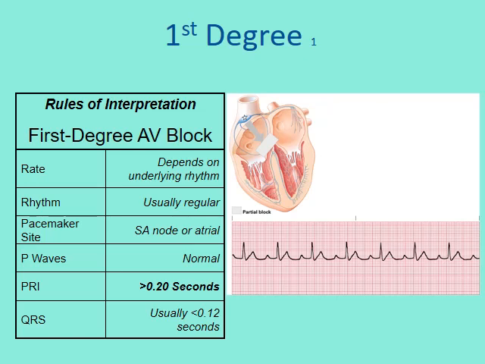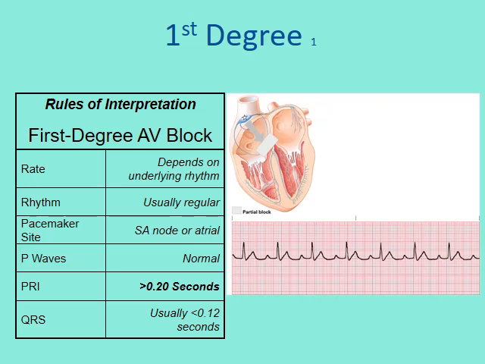The pacemaker is in the SA node or in the atrium. The P waves are normal. Remember what we're looking for when we're analyzing P waves. We're looking to see if they're present, if they're upright. The P waves are regular in association to each other. They are one for each QRS and they all look alike. That's what we're looking for.